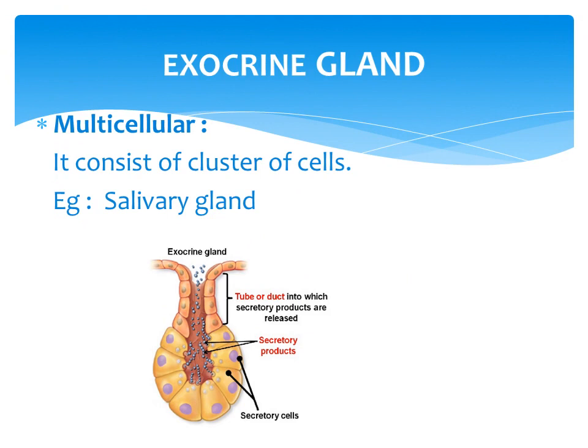So this is an exocrine gland. Second type is multicellular type, right? So what do you mean multicellular? Of course, the gland is made up of multi, means many layers, many cells. So that's why it is mentioned here that it consists of a cluster of cells. One example of a multicellular gland we can say is the salivary gland. Okay, so can you see the figure there?